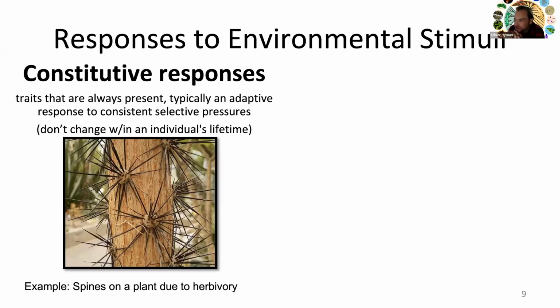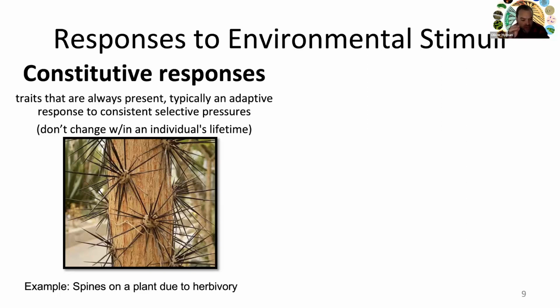I've heard it called constitutive or constitutive. But constitutive responses are traits that are always present and are typically an adaptive response to a consistent selective pressure, okay? So these are responses from many, many generations of natural selection where an organism gets an adaptation in response to a selective pressure, and that trait or adaptation doesn't change within an individual's lifetime.